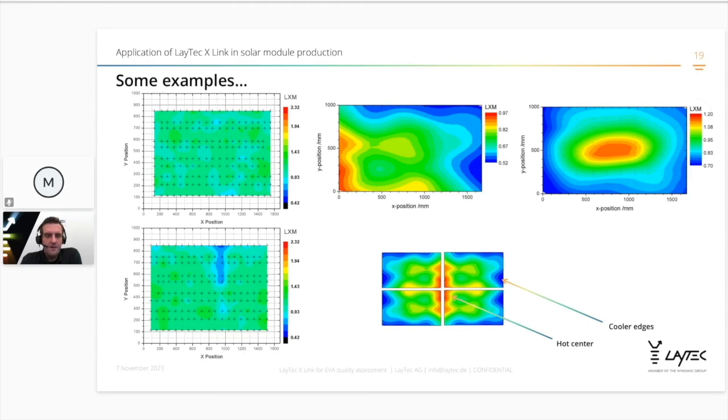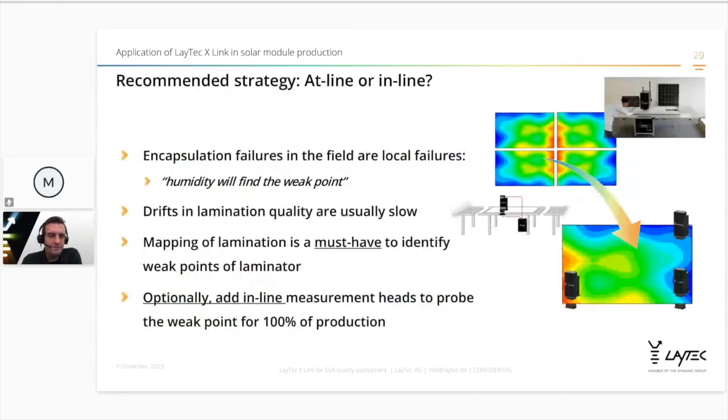Another typical example is something like this here, where we have cool edges all around the module and a hot center in the module. This is particularly the case for slightly bowed modules, which then have different contact to the heating areas.